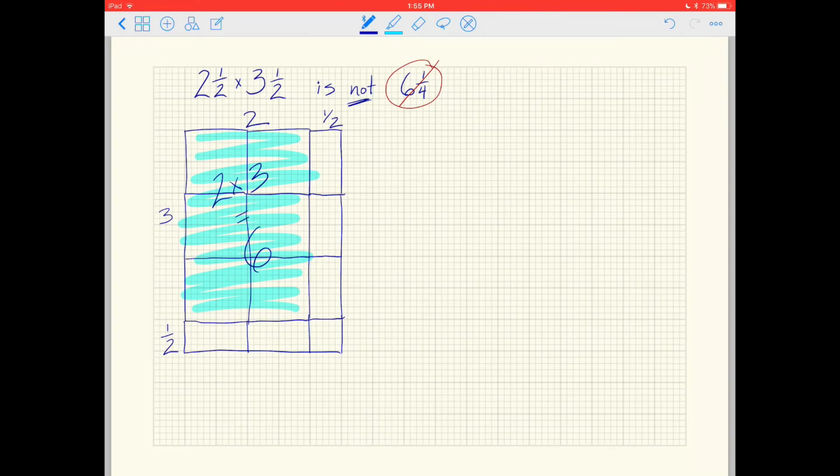And down here in the corner, we've got 1/2 times 1/2, and that's 1/4. So that's where people get the 6 1/4, because the 2 times 3 is 6, the half times half is a fourth. But we're missing 2 big sections there. You see the 2 sections that aren't colored. We haven't accounted for that part of our rectangle yet.